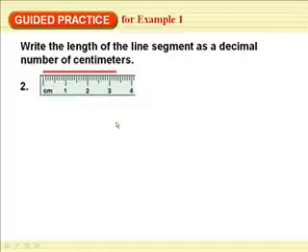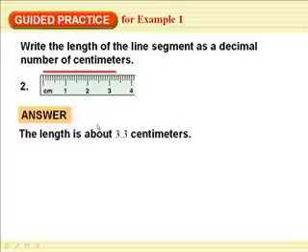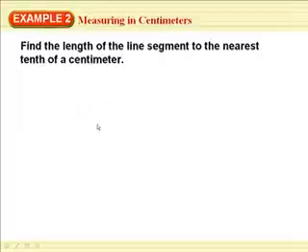There we go. Okay, number 2. I'm going to keep reading the directions because sometimes they change it on you. Write the length of the line segment as a decimal number of centimeters. So again, we've got our whole number. It's between 3 and 4, so 3 point. And gosh, it looks like about right there, doesn't it? 1 to the third one, so 3.3 centimeters. There we go. That's pretty easy measuring.